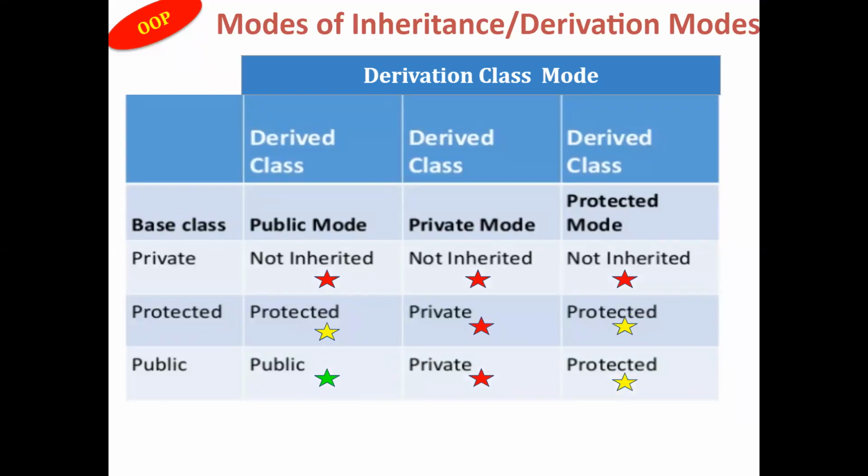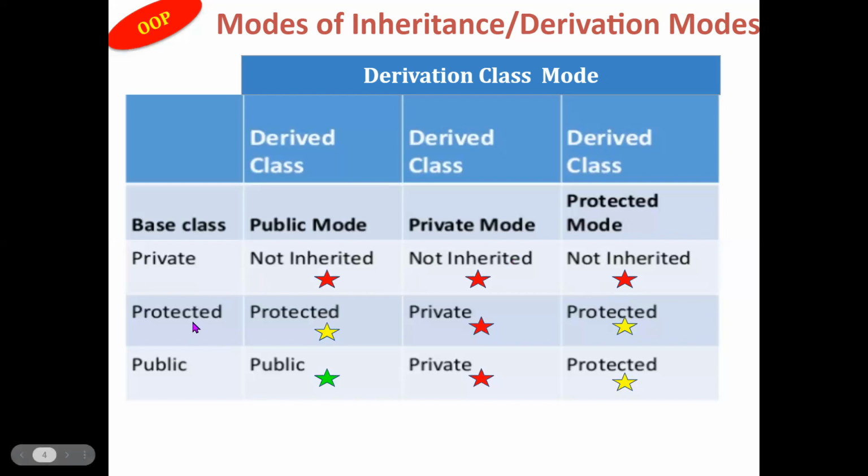So when a base class wants to share its members with the derived class, whether public, private, or protected members, it will depend upon the type of mode which members will be accessible to the further classes. So if a private member is there, then in any mode of derivation, the private member of the base class cannot be inherited by the derived class.